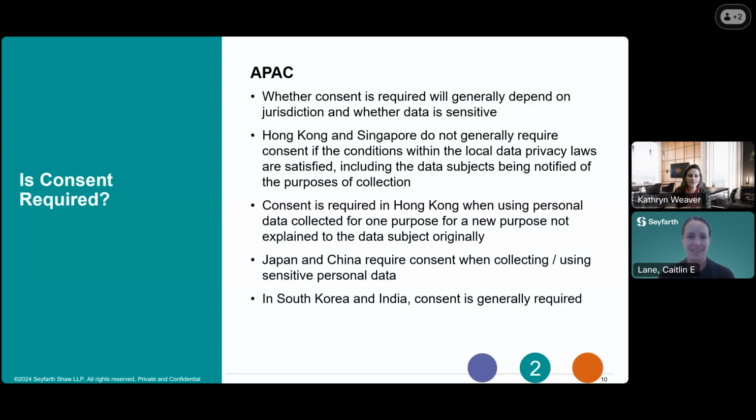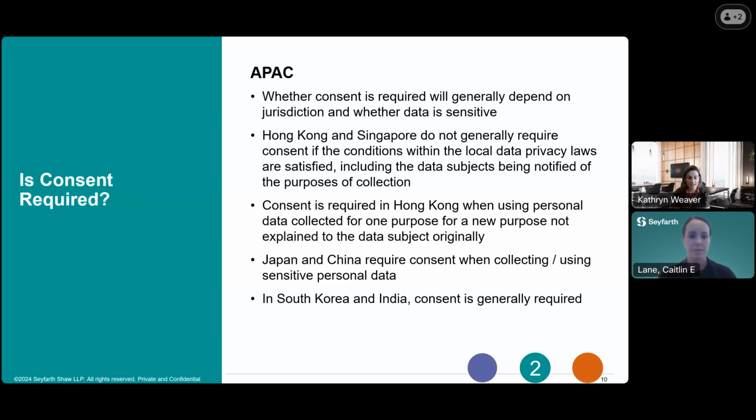Right, in terms of consent, whether consent is required to collect DEI data depends on the jurisdiction and whether data is sensitive or not. So let's take Hong Kong and Singapore as an example. You generally do not need to seek consent from data subjects as long as you comply with data privacy laws and you notify the data subject in advance of what the purpose of the data collection is, whether it's going to be transferred to third parties or overseas, how it's going to be stored, how you can amend it, etc. There is an exception to that in Hong Kong, which is that if personal data is collected for one purpose and then the company wants to use that data later for a different purpose, then you need to go out and seek consent from the data subjects to do that.